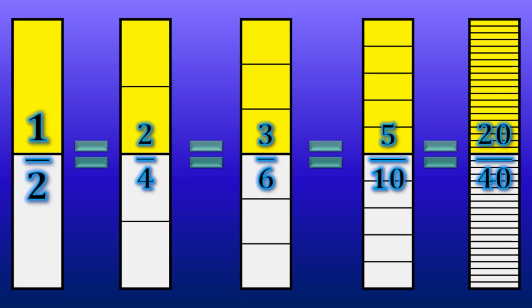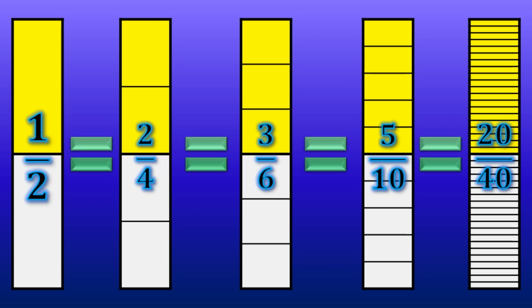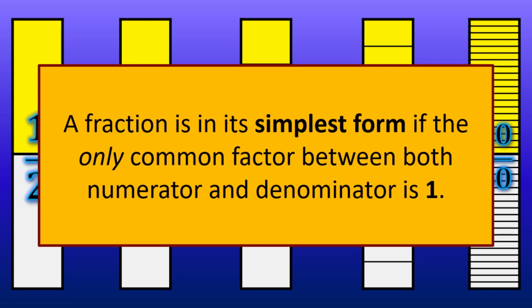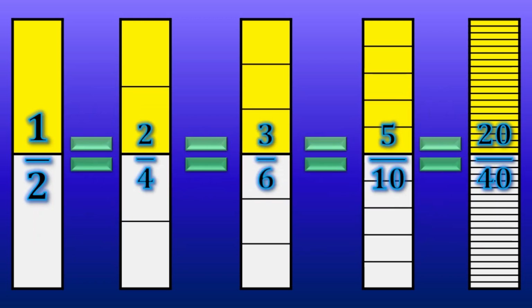Therefore, these fractions are equivalent since they are the same after being simplified to their simplest form. A fraction is in its simplest form if the only common factor between both the numerator and denominator is 1. This applies to 1/2 or half. Therefore, 1/2 is in its simplest form.